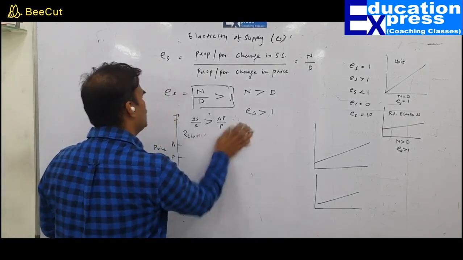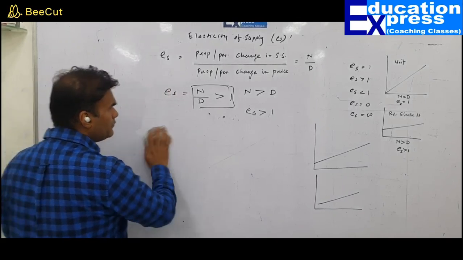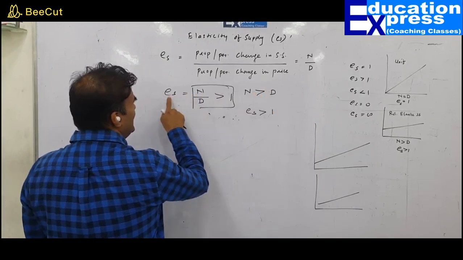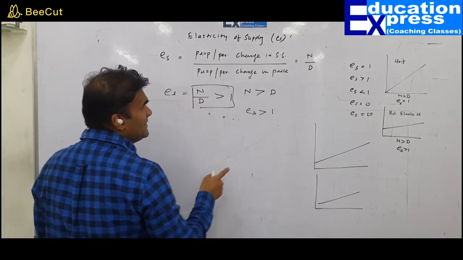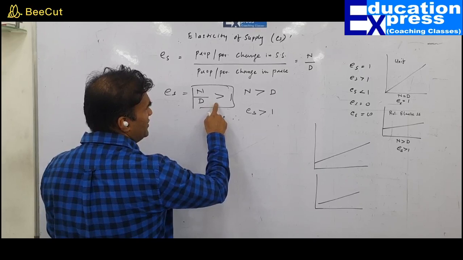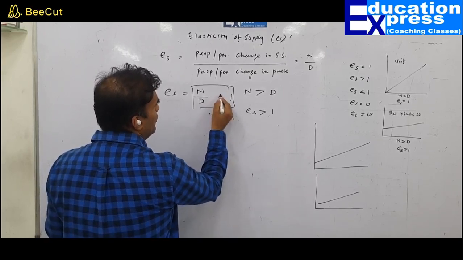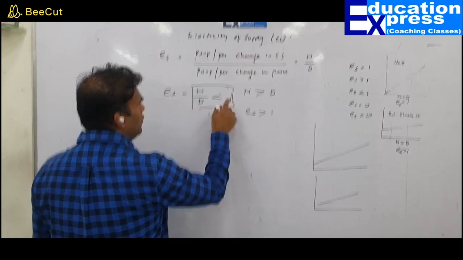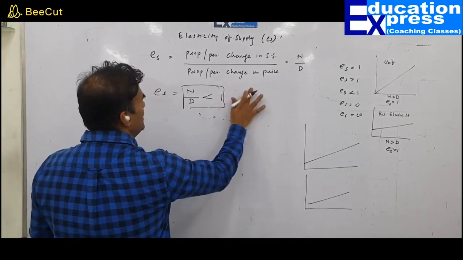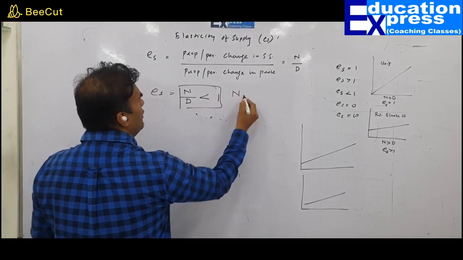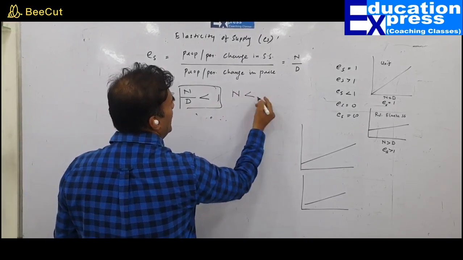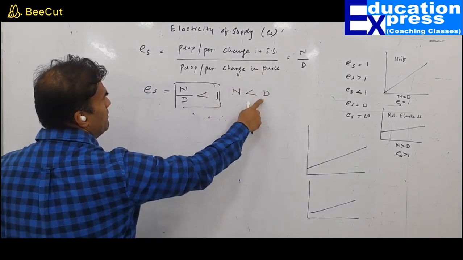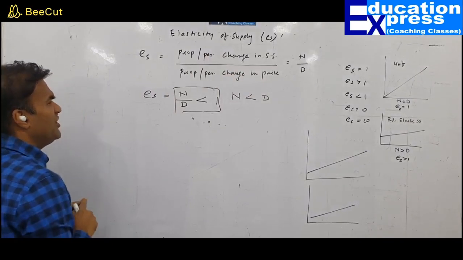Let's move on to the next one, where we will show that elasticity of supply is less than 1. We just did more than 1. I am shifting it to less than 1. If that is the case, what will be the result? The numerator would be lesser than the denominator. That means proportionate change in price needs to be more as compared to proportionate change in supply.